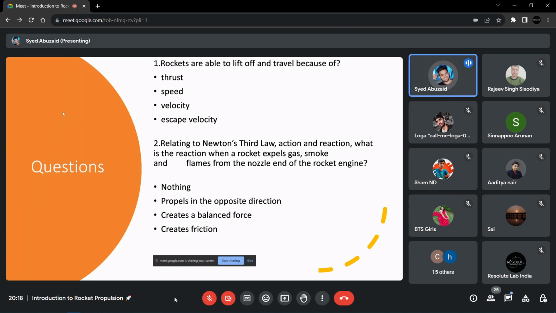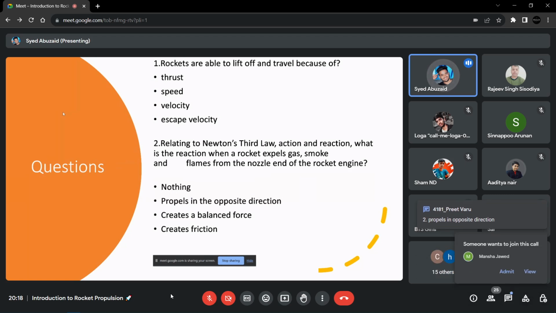The second question is related to Newton's third law, action and reaction. What is the reaction when the rocket expels gas, smoke, and flames from the nozzle end of the rocket engine? The first option is nothing. The second option is propel in the opposite direction. The third is create balanced force, and the fourth is create friction.